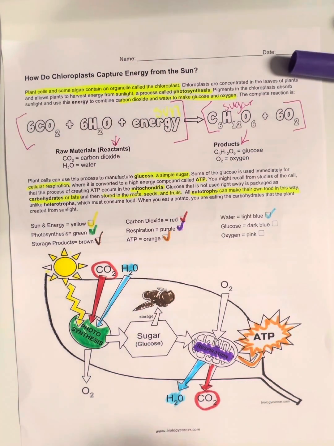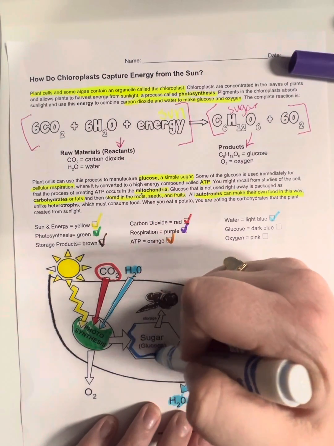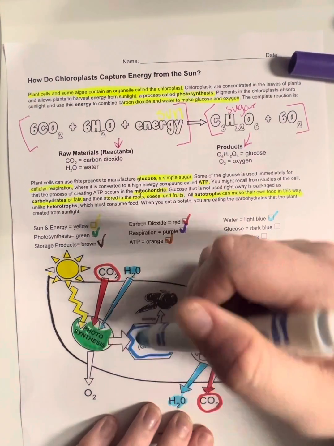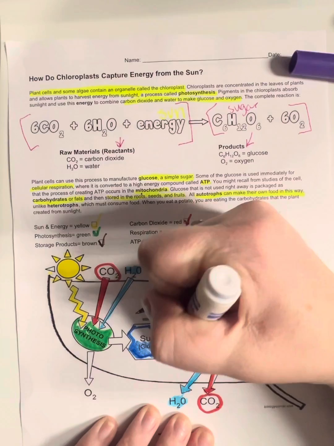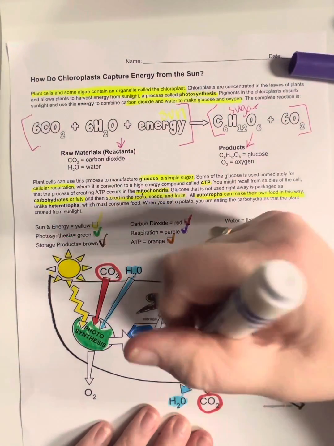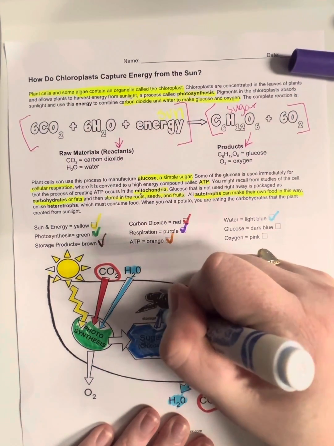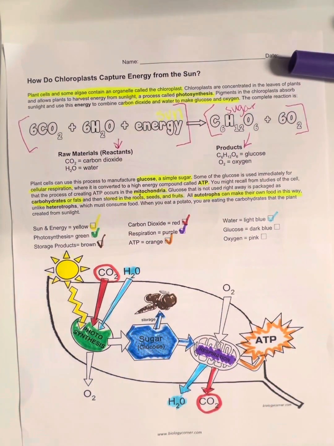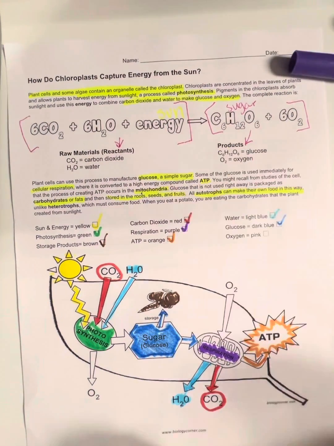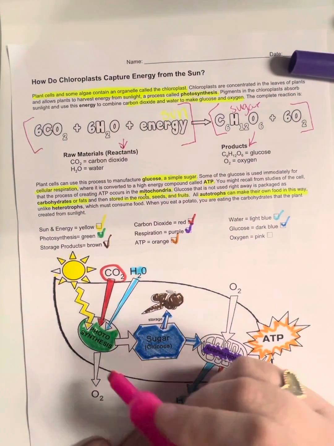Glucose is dark blue, so that is the sugar. Remember, the sugar that the plants made. Okay, some of that sugar, remember, some of it's immediately used for respiration and some of it is stored. Check.